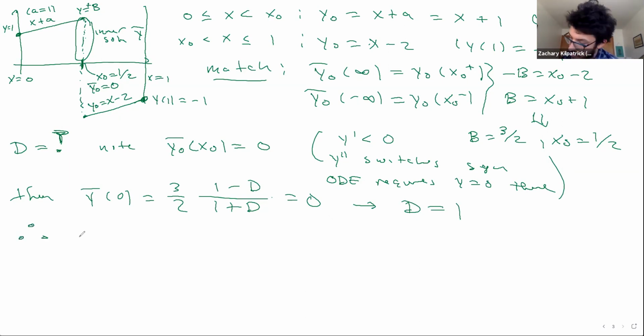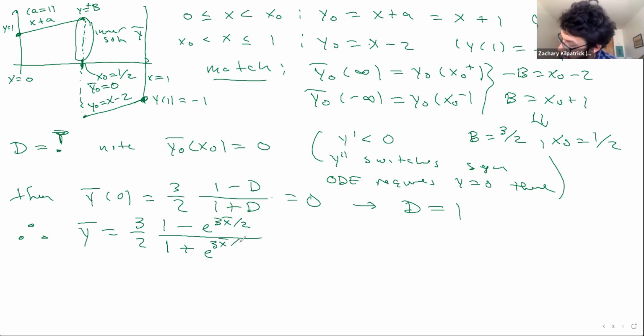Therefore, y bar is equal to 3 halves times (1 minus e to the 3 x bar over 2) divided by (1 plus e to the 3 x bar over 2), okay? And our inner solution is then fully specified. Questions about this so far?